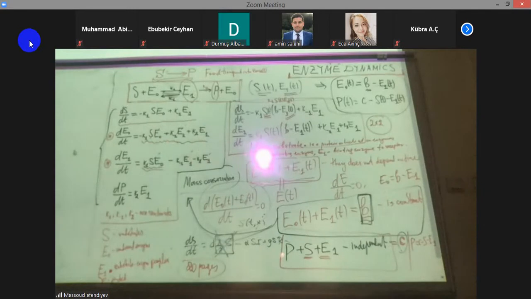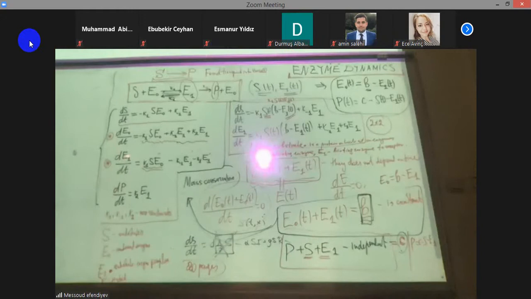In this system there is another conserved quantity, namely P plus S plus E1. If you add S plus E1, this term will disappear, and the K minus 1 term will disappear, so only this will remain. If you add this, then K1 and the other term will disappear, and that means the conserved quantity is S plus E1 plus P. If you add these equations, you will obtain that the derivative of this quantity with respect to t is zero.